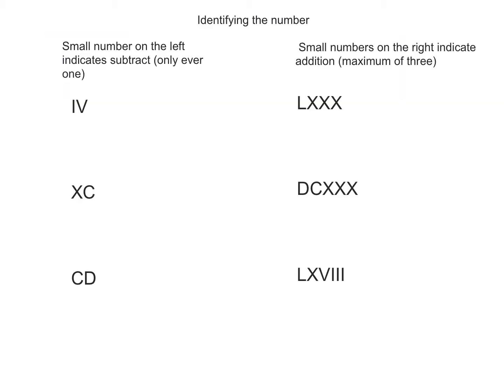So when it comes to identifying a particular number, if we have a number like this one over here, the small number in front of the larger number means that we need to subtract the smaller number from the bigger number. So in this case we have IV. We know that I is smaller than V, which is a 5, therefore we have to say 5 take 1 to give us our answer of 4. I want you to pause the video right now and have a look at doing this one and this one over here. I'll get back to you shortly.